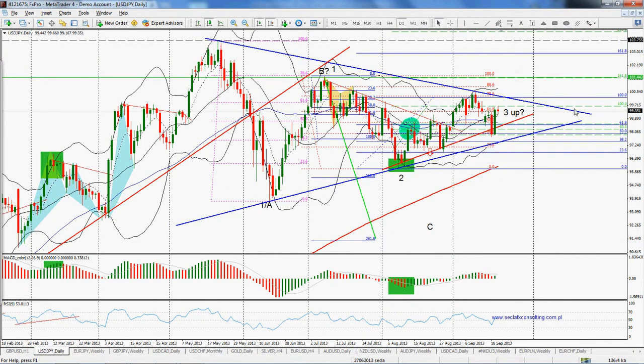And on the daily chart, I've got this triangle. Yeah, it looks like a triangle. So I'm waiting until the market breaks, most probably to the upside. So that is what I can say about USD Japanese yen.